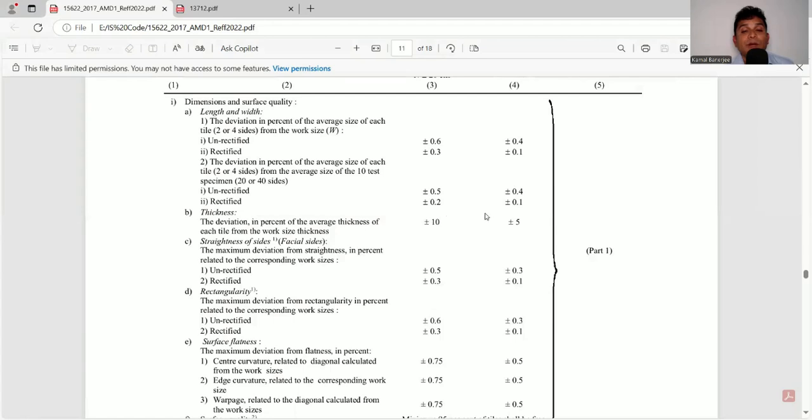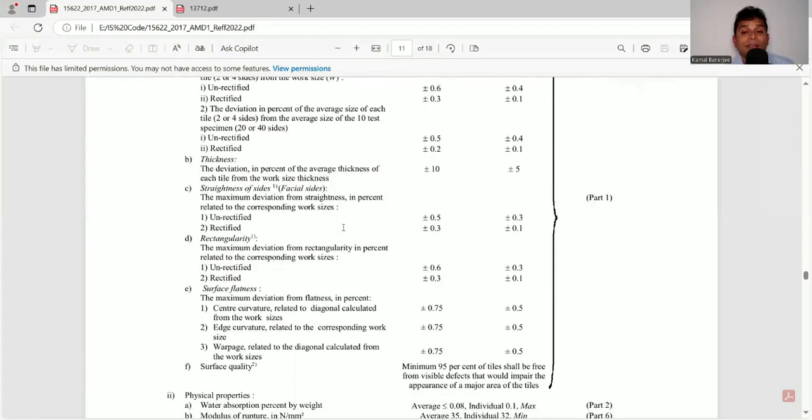Now next is the thickness: the deviation in percent of the average thickness of each tile from the work size thickness, plus or minus 10 and plus or minus 5. The deviation is in percent, it is not 10 cm or 5 cm; the maximum can be 10%.